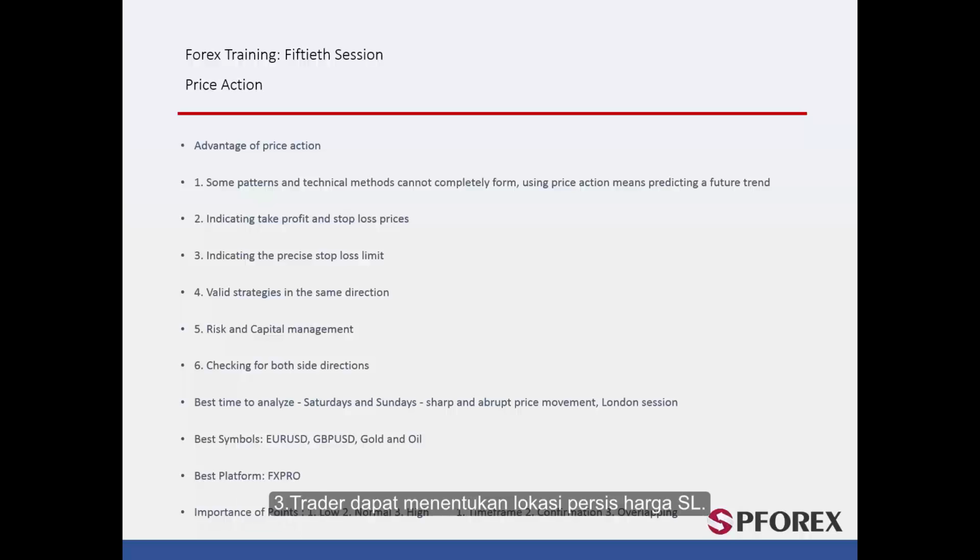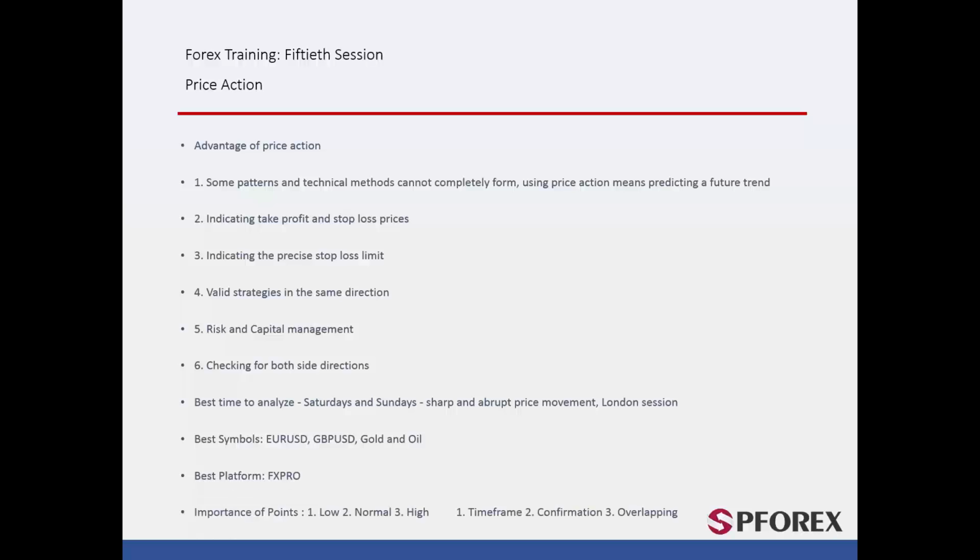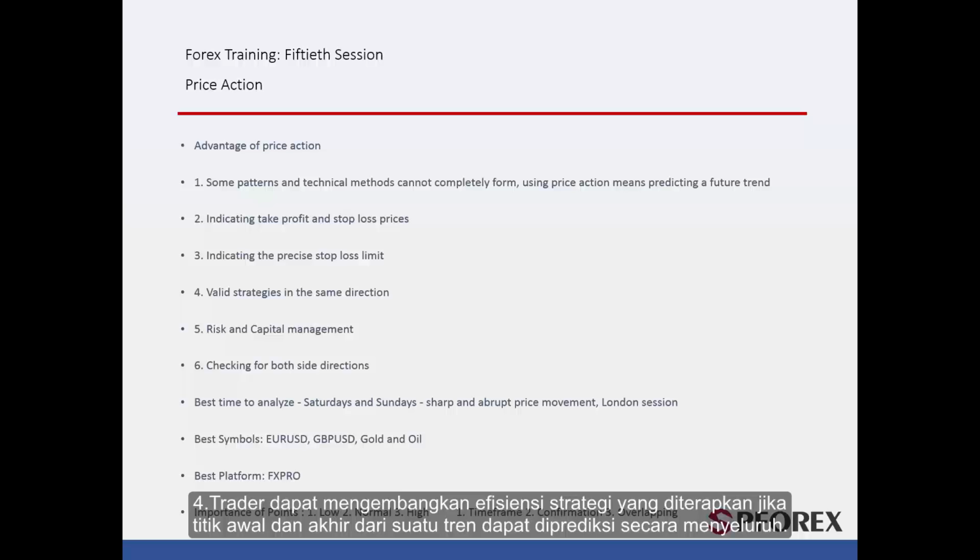Thirdly, a trader can specify the exact place of SL price. If a trader determines a wide SL, then it might perish all of the capital. If a short SL price is selected, price may reverse its direction towards the desired TP price after it touches SL price, so the order is closed with a loss. SL price can be spotted precisely. Fourthly, a trader can develop the efficiency of the applied strategy if the start and end points of a trend can be predicted thoroughly.